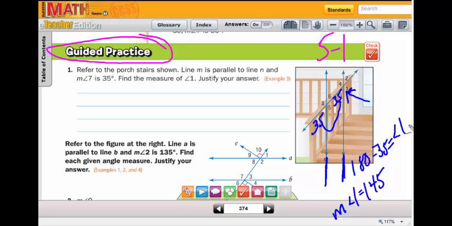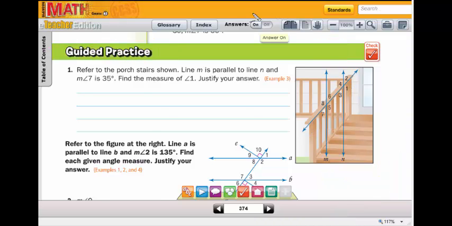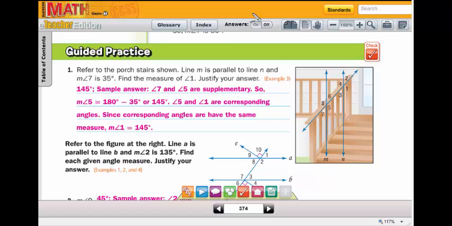So the measure of angle 1 equals 145 degrees. Now our justification for that, let's do this the easy way. Angles 7 and 5 are supplementary. This is a little bit different than I did it. We can say that because 7 was 35 degrees, that tells us that 5 is 145 degrees. And then angles 5 and 1 are corresponding, so since 5 is 145 degrees, angle 1 must also be 145 degrees.